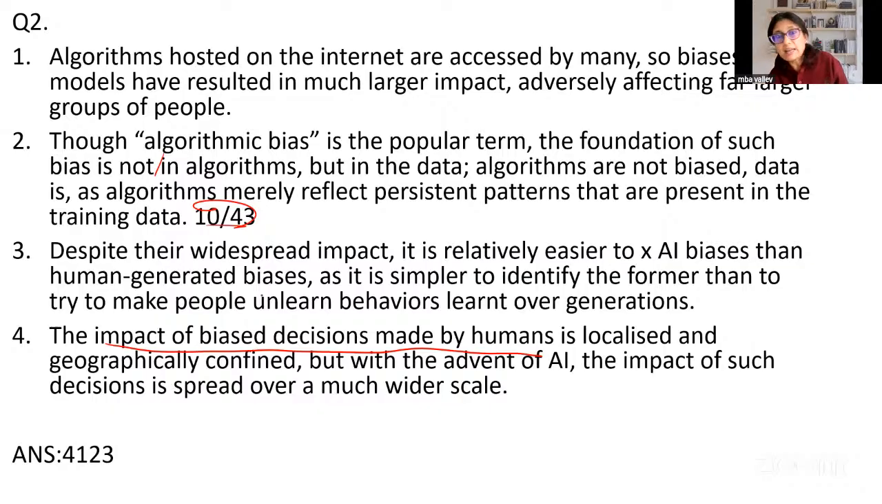Now in सेंटेंस नंबर 1 जो है वो क्या कर रहा है, वो एक्सटेंड कर रहा है इस कॉन्ट्रास्ट को बहुत लॉजिकली. क्या कह रहा है सेंटेंस 1? Algorithms hosted on the internet are accessed by many, so biases in AI models have resulted in much larger impact, adversely affecting far larger group of people. Now, look at this sentence. This is a direct continuation of sentence 4. Why? Because sentence 4 बात कर रहा है human bias की, है ना. और इसीलिए उसने क्या बोला कि वो localized है, वो local है और वो confined है.